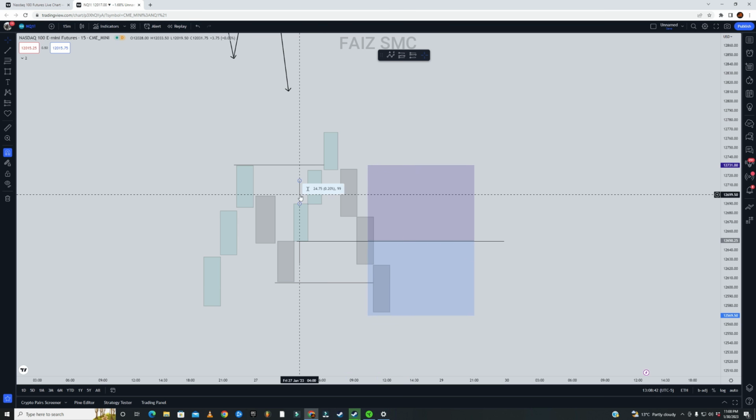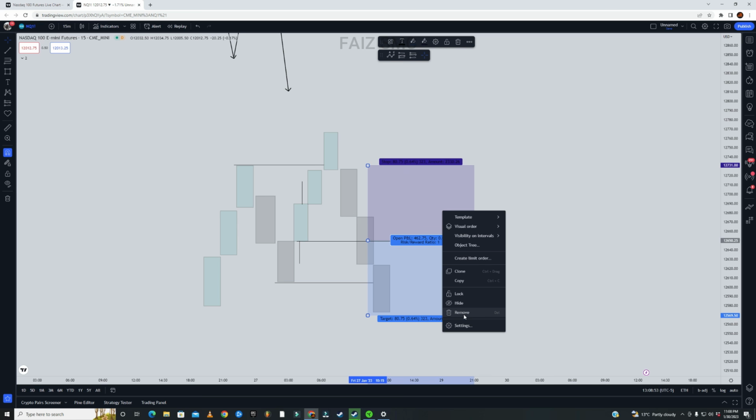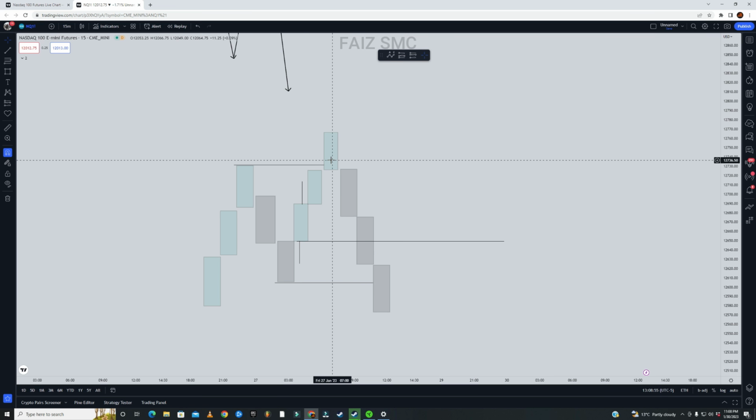Now I am teaching you what ICT teaches, guys. I'm not teaching you these things by myself, okay? This is what ICT calls an order block. And you must understand that this is a must, okay?